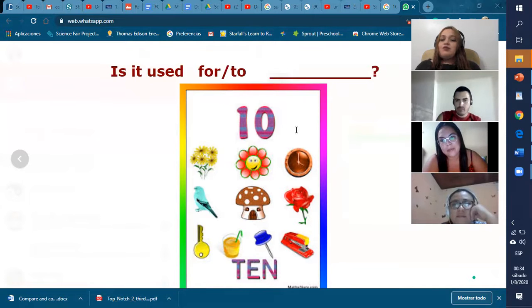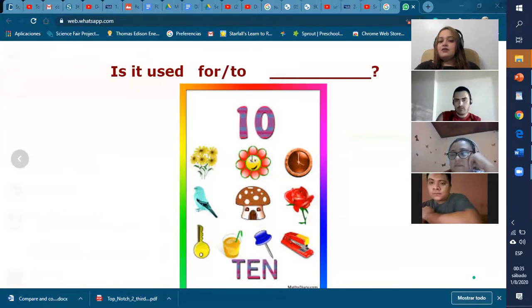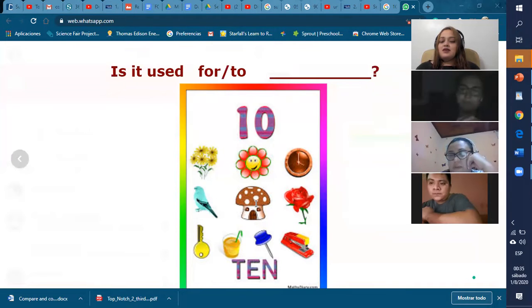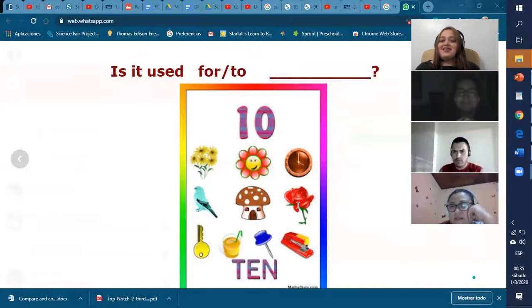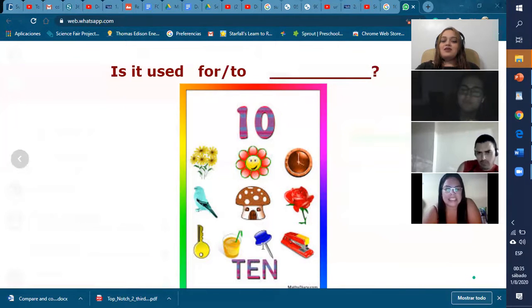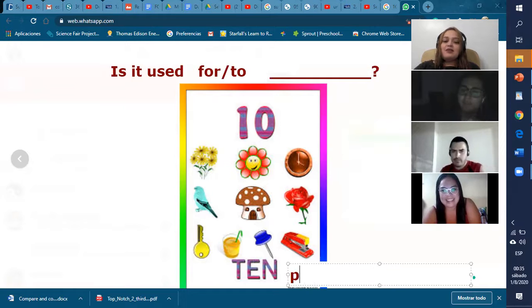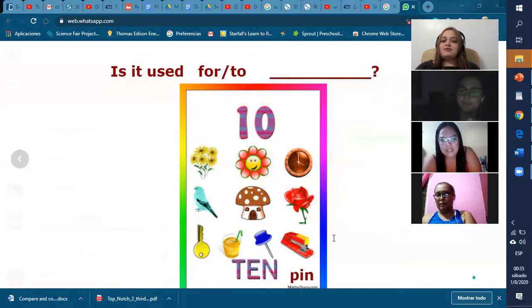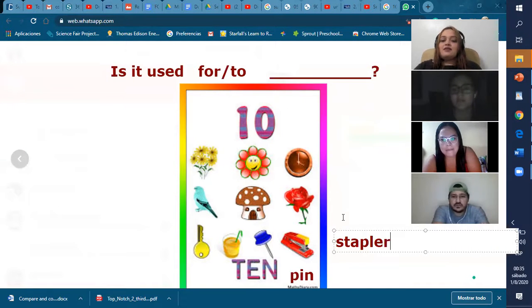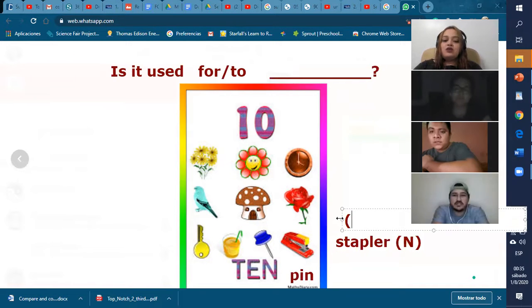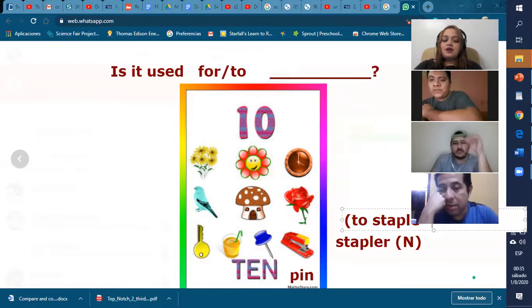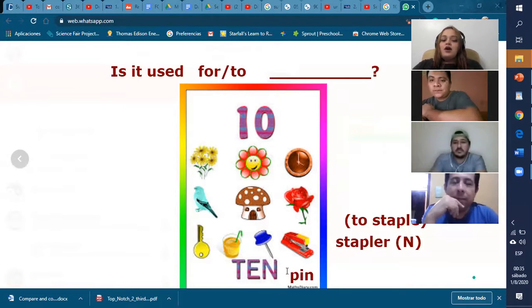Okay, I'm ready. Sorry, do you have questions about the vocabulary? Tell me, what is this? Flowers. What are these flowers? That's another flower. This? Flag. Good. This? Bird. Mushroom. Rose. Keys. Juice. Nail. That's a pen. And what's this? Staple. It's a stapler. That is a noun. And the action is to staple, right? That is a verb. To pin also. Okay, I'm ready.